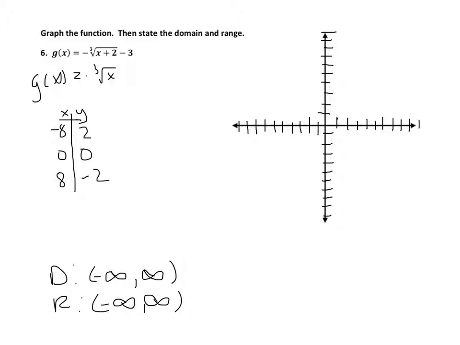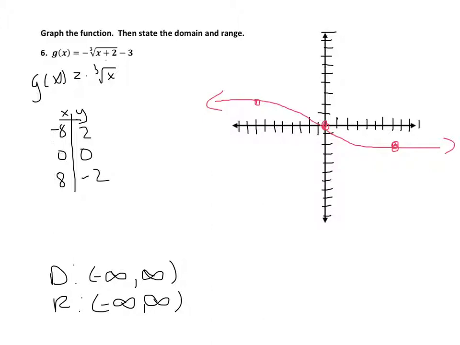Alright, so let's graph these ones. So negative 8, positive 2, 0, 0, and positive 8, negative 2. So I get this.